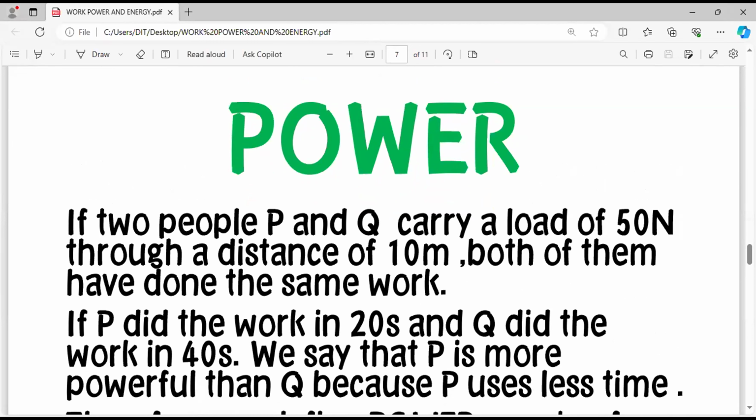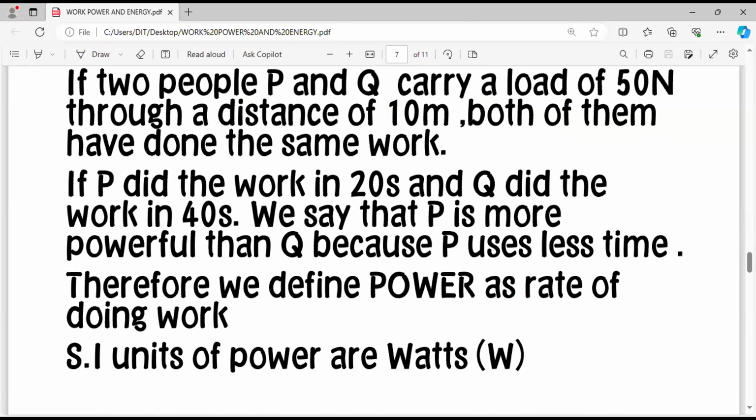Now, in our document, they are telling us that if two people, P and Q, carry a load of 50 newtons through a distance of 10 meters, we say both of them have done the same work. That is, if they have carried the same load through the same distance. But if P did this work in 20 seconds and Q did this work in 40 seconds, it means that Q took more time than P. So we will say that P is more powerful than Q, because P uses less what?